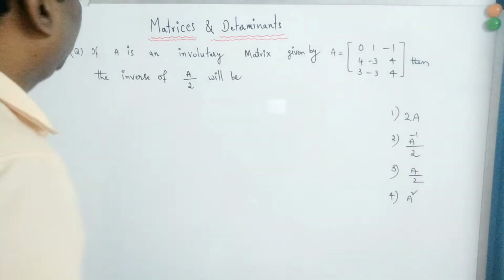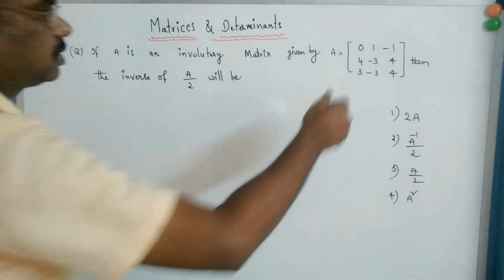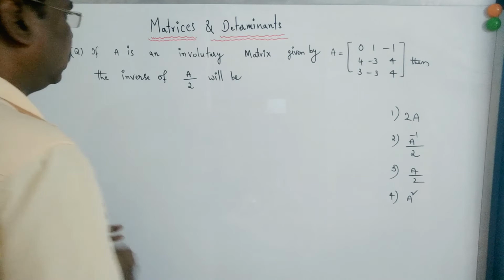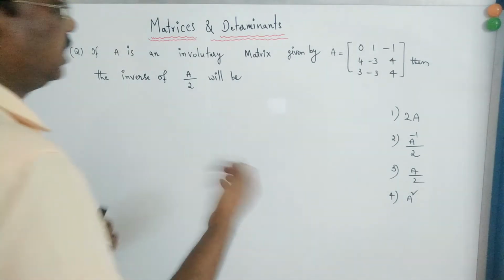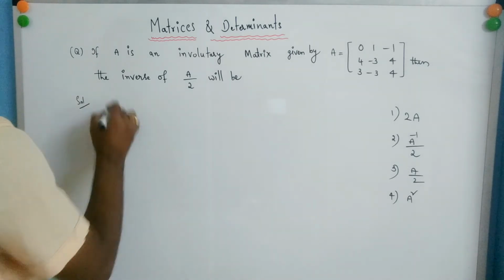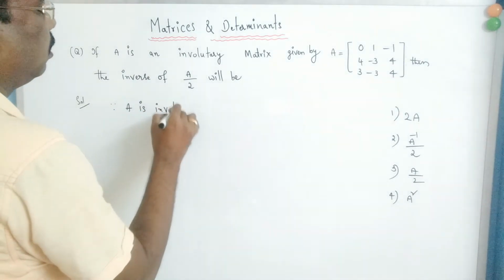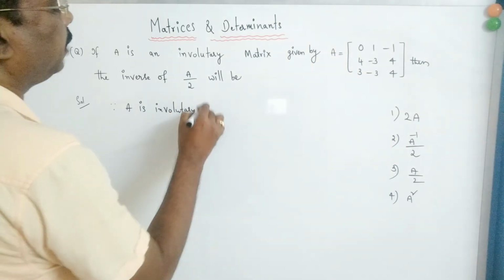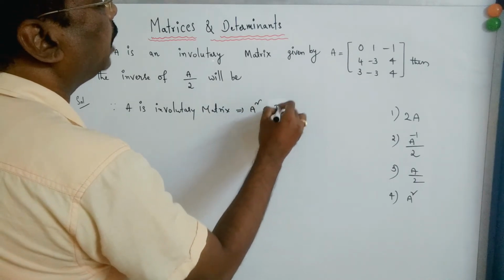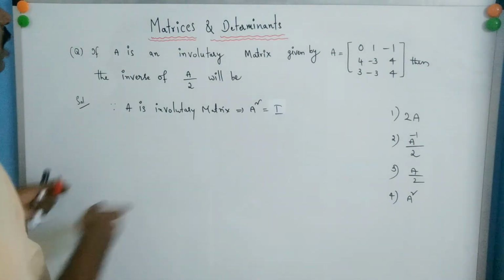Next one. If A is involutory matrix given by A is equal to 0, 1, minus 1, 4, minus 3, 4, 3, minus 3, 4, then the inverse of A by 2 will be. Now A is involutory matrix means A square equal to I. Since A is involutory matrix, now A square equal to I. Here A value is given, find A square value.